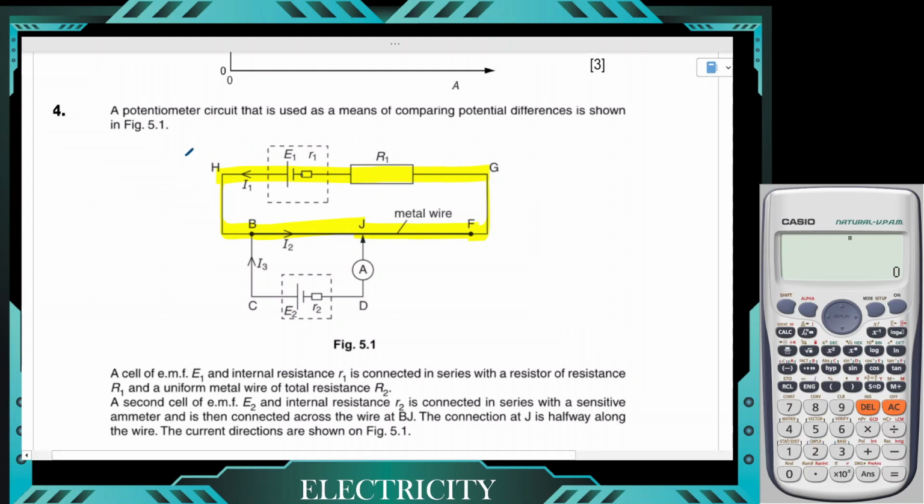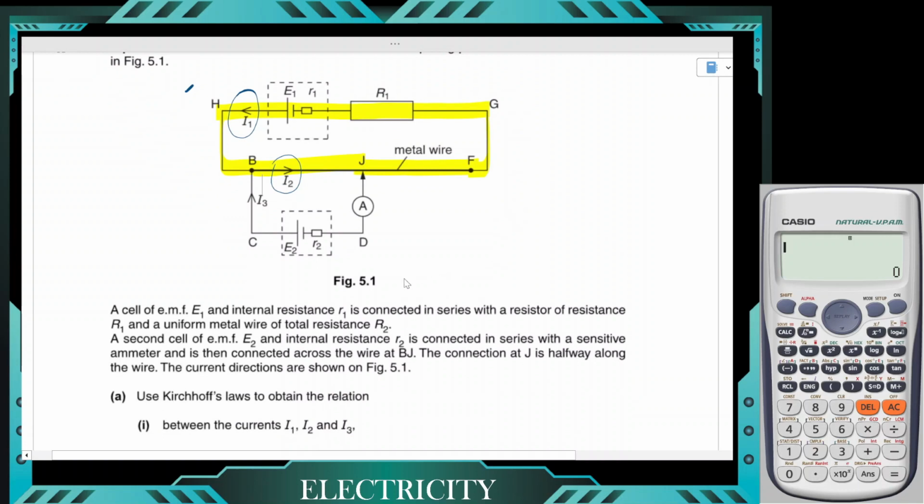Before I start solving the question, let me point out the currents that would be passing through different parts of this loop. For example, this current is I1. We can just see it from there. This current is I1. Likewise, the current from B to J is I2. And before we mark any other currents, let us read through the statement.